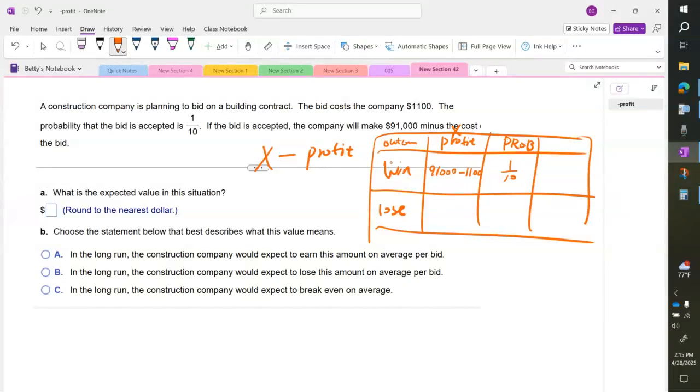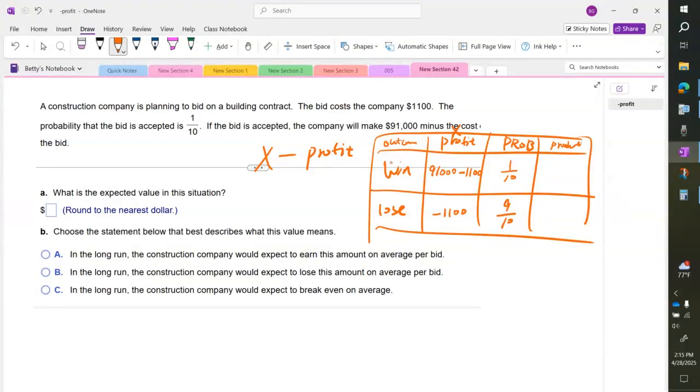In the case of losing the bid, the profit would be negative 1,100. When the profit is negative, it means you lose money. You will lose the cost if you don't get the bid, right? The effort and the cost would be a waste. So negative 1,100. The probability is 9/10. How do you know it's 9/10? Because the probabilities in this column have to add up to 1. If the chance of winning is 1/10, the chance of not winning is 9/10.